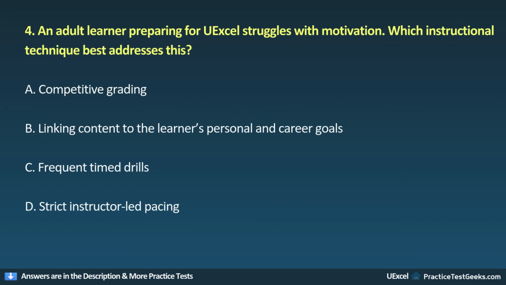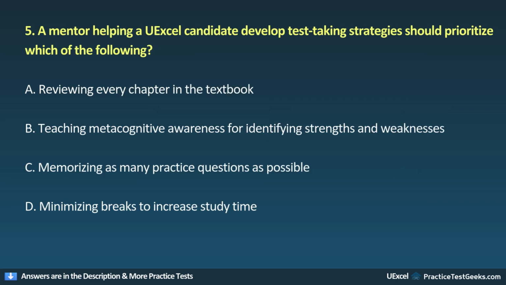4. An adult learner preparing for UExcel struggles with motivation. Which instructional technique best addresses this? A. Competitive grading. B. Linking content to the learner's personal and career goals. C. Frequent time drills. D. Strict instructor-led pacing.